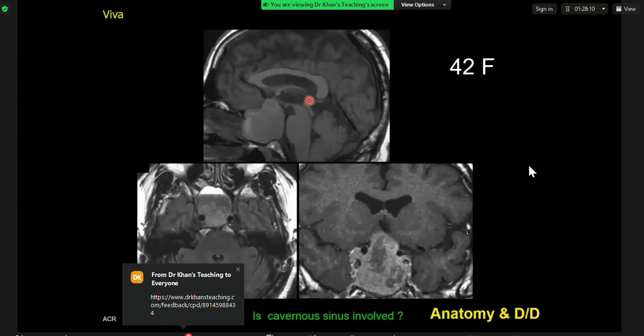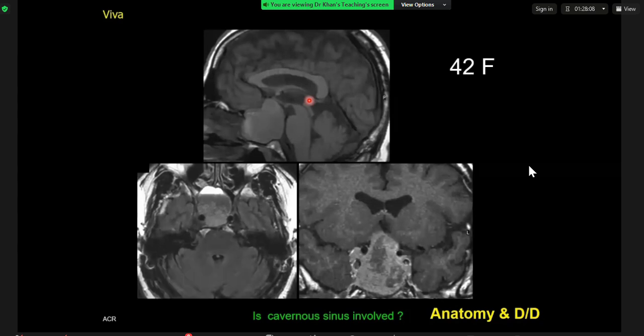And I can see there is some intensity, which gives us a heterogeneous appearance. So on the basis of these findings, I can see the cavernous sinus is spared, as the internal carotid arteries appear normal to me. So my probable diagnosis is a pituitary macroadenoma, and meningioma can also come in the differential.